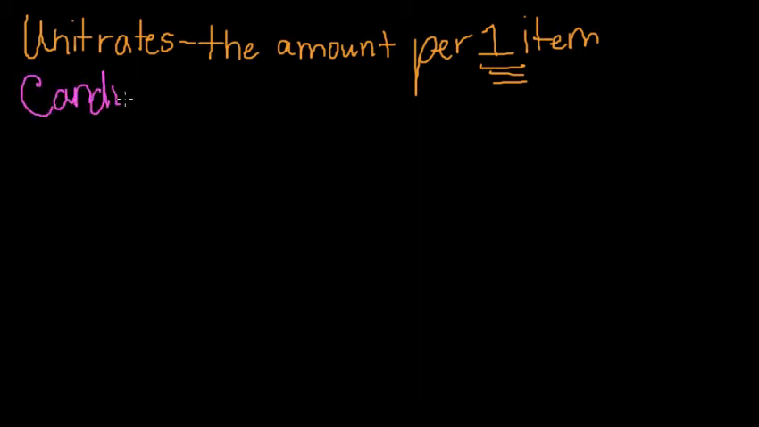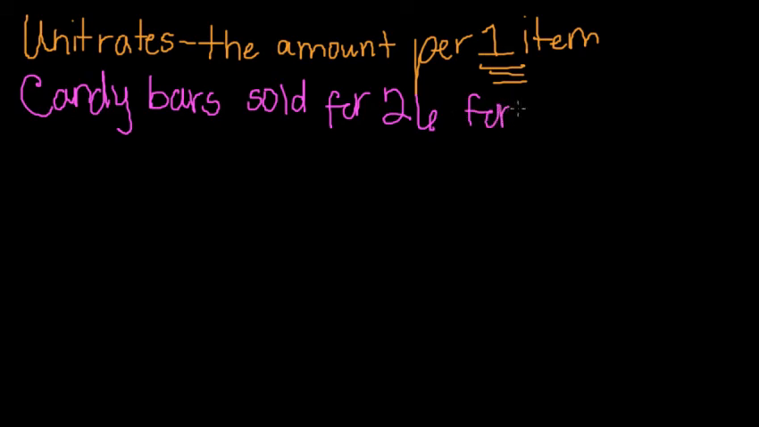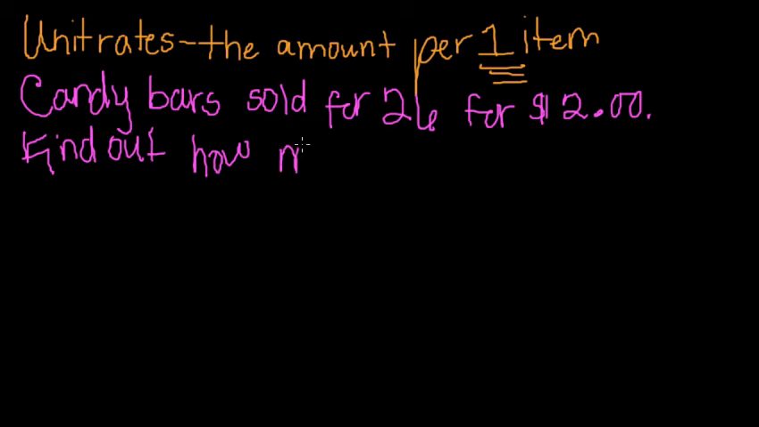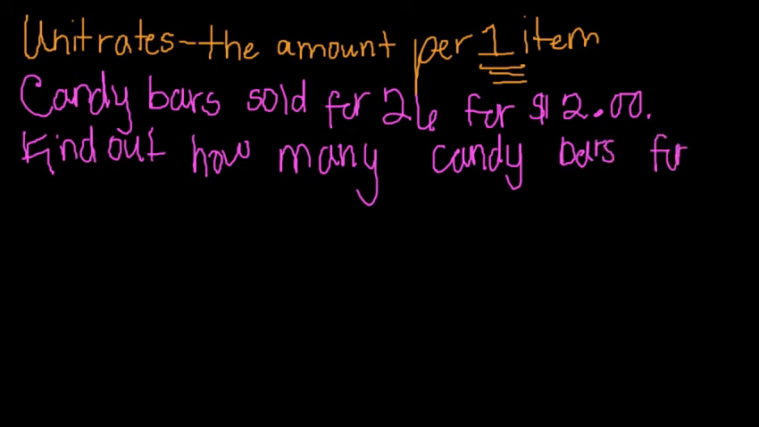This happens quite often. This is like trying to figure out what's the better deal. Which one am I going to buy? Okay. So there's like candy bars are sold for 26 of them for $2. Okay. We want to find out how many candy bars I can get for just $1. Okay? So let's say you only have $1.